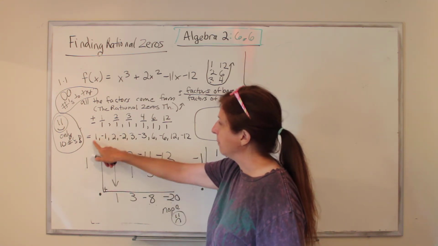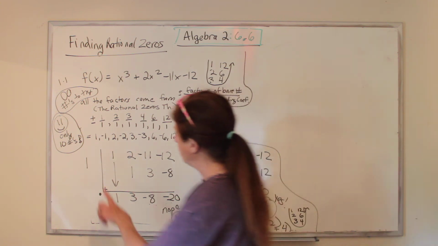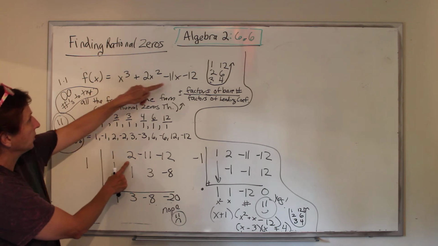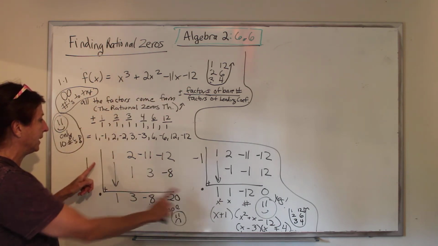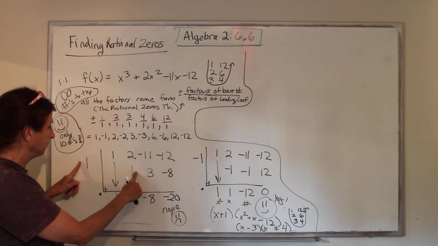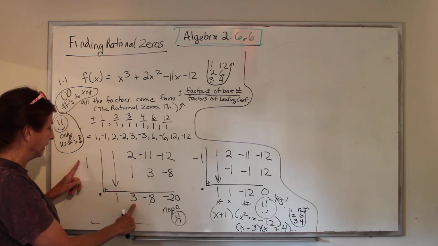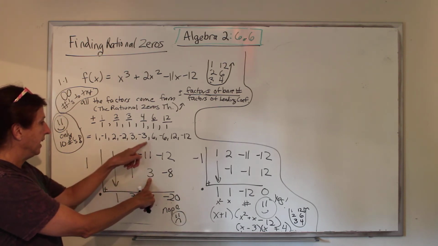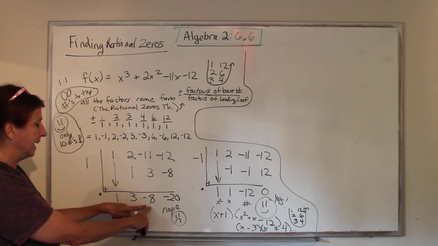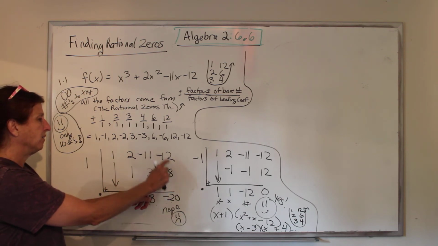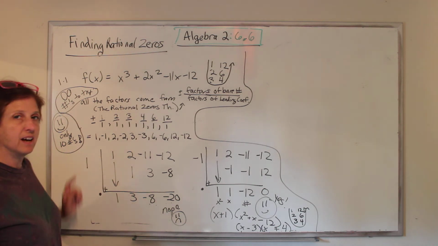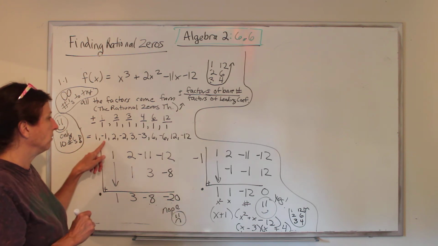I started with positive 1 to try. I put it here, and then I wrote my coefficients here: 1, 2, negative 11, negative 12. I put my big L, brought down the 1, put plus here and multiply here. 1 times 1 is 1. 2 plus 1 is 3. 1 times 3 is 3. Negative 11 plus 3 is negative 8. 1 times negative 8 is negative 8. Negative 12 minus negative 8 is negative 20. Is that a 0? No. This is not a factor. So 1 down, 9 to go.